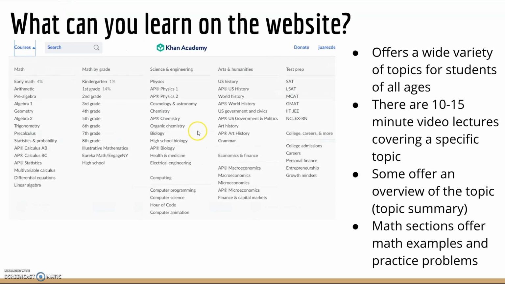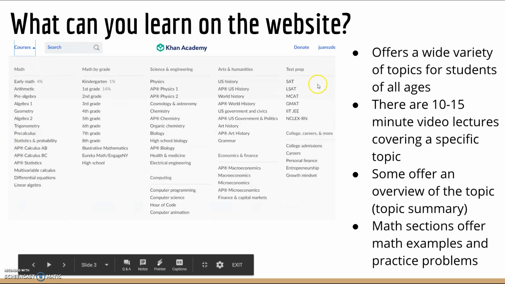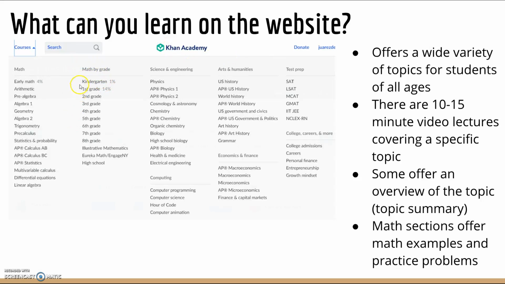So what can you learn on the website? This picture basically shows the courses that are offered on the Khan Academy site. It's a wide variety of topics for students of all ages, as you can see. Math by grade ranges from kindergarten all the way until high school.